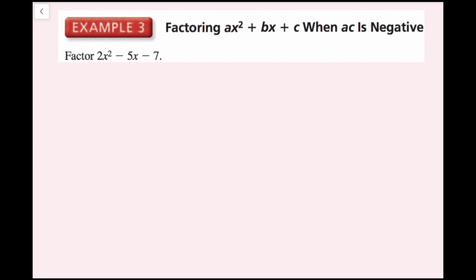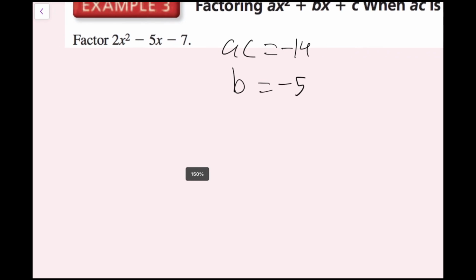For example 3, we're going to factor 2x squared minus 5x minus 7. Okay, like always, we want to write down our AC value, the product of A and C, because that contains all the numbers we need, and then our B value. Okay, well, our B value is -5, and our AC product is going to be 2 times -7, so that's going to be -14. I'm going to zoom in a little bit.